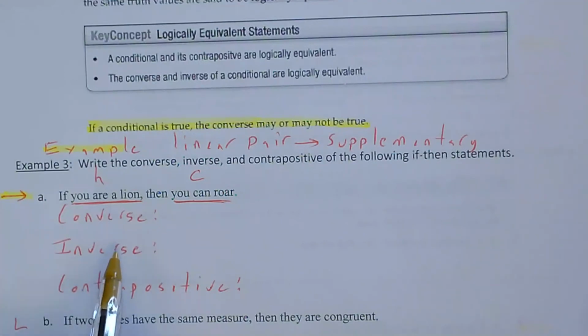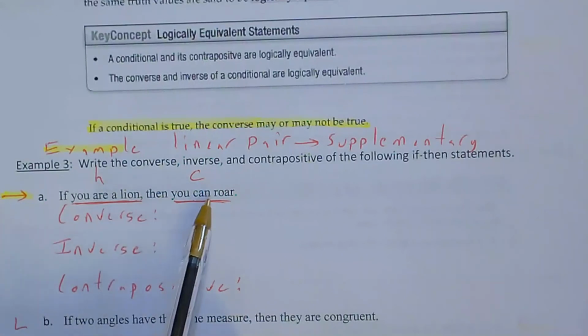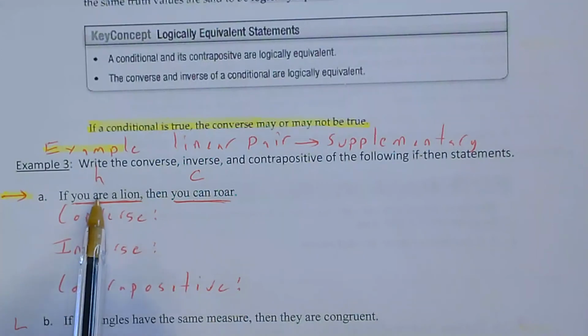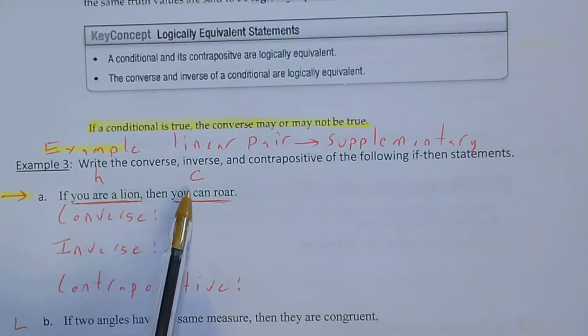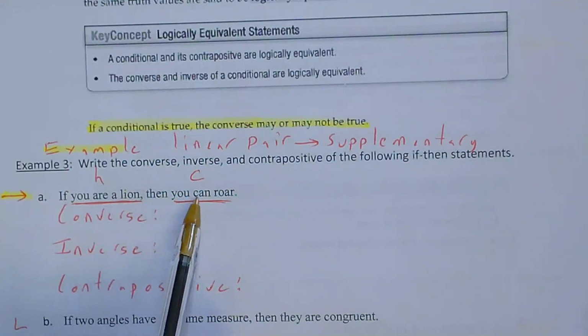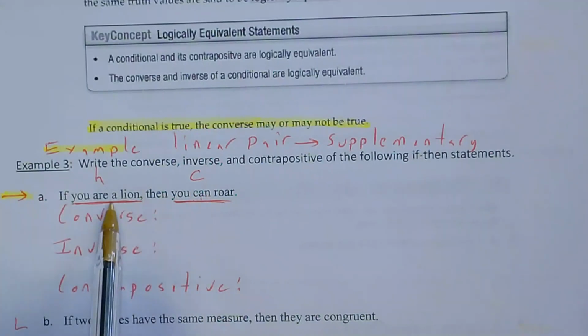Now I'm going to go on and do the inverse and contrapositive while you're writing, and then you'll be able to skip through this if you need to. The inverse would be, if you are not a lion, then you can't roar. So I'm taking my original and I'm negating both of them. And then finally, the contrapositive is going to flip and negate. So you're going to do both. So you're going to say, if you can't roar, then you aren't a lion.